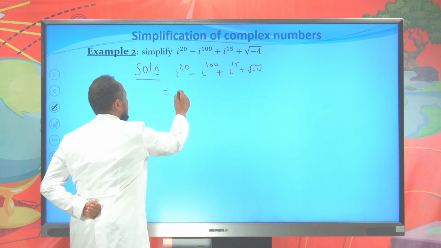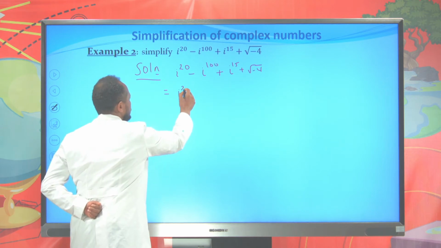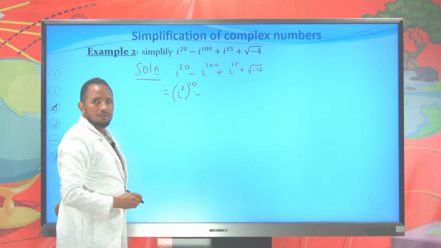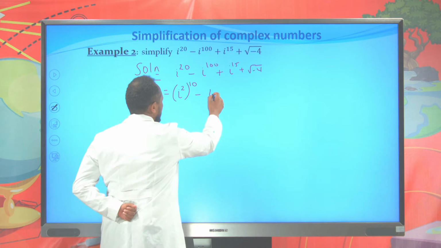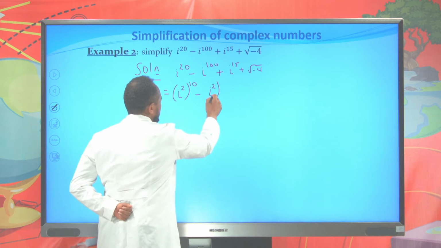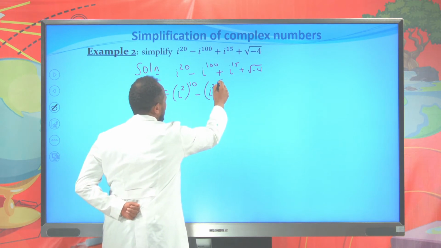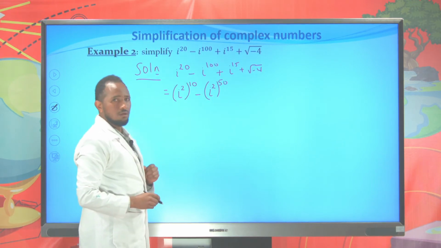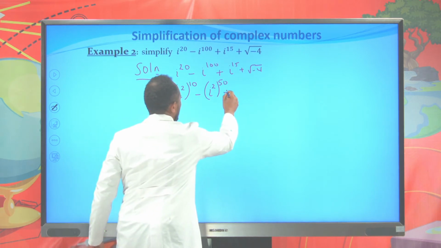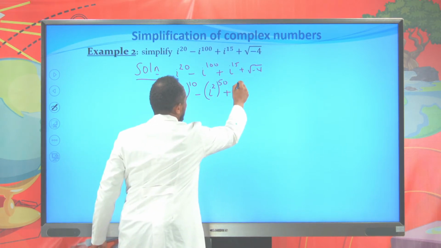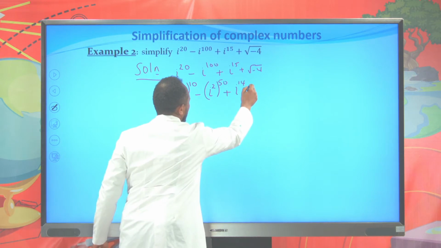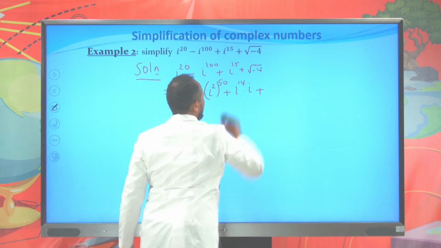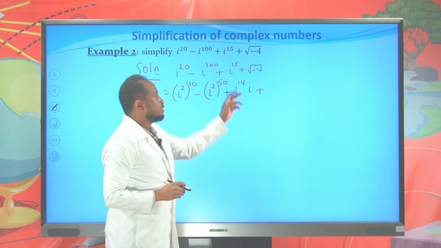I can write this in this form, i to the power of 2 to the power of 10, minus this part, i to the power of 2 to the power of 50, because 50 times 2 gives you 100, 10 times 2 gives you 20. Plus, I can write this as i to the power of 14 times i, plus I can just evaluate the square root of negative 4.